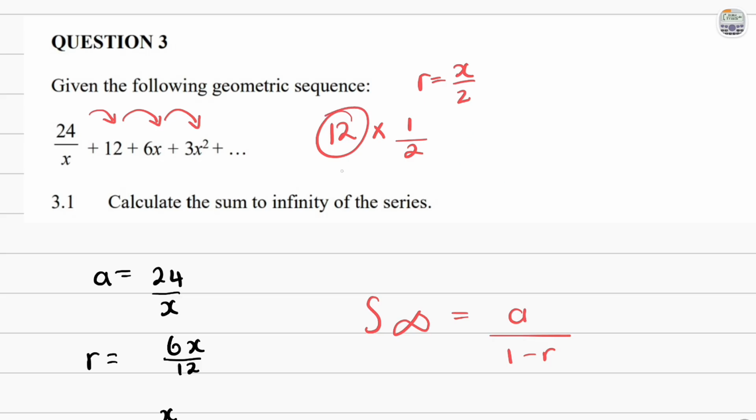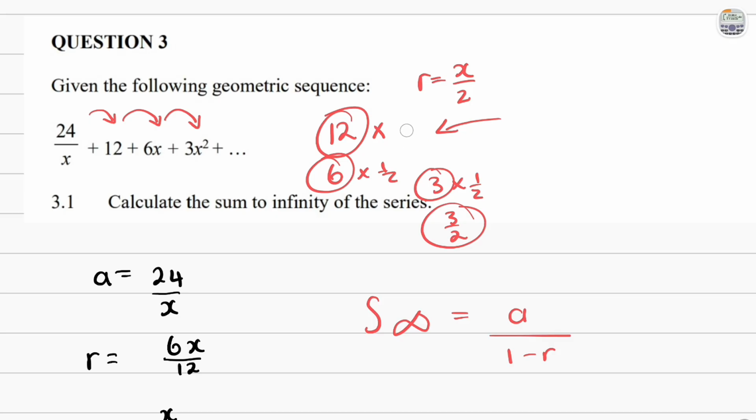You start at 12, then you have 6 times a half, then you have 3 times a half, then you have 3 over 2. What are the terms doing? They are decreasing, and we don't want that. We want it to increase. So that's what I mean by it depends on the kind of number you multiply to that previous term. So if you multiply it by a proper fraction where the numerator is less than the denominator, that's where it's going to start decreasing. So we want it to increase.